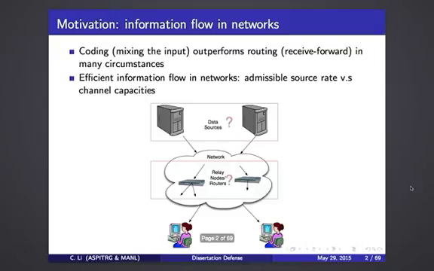So first, motivation. It is shown that in an information flow network, coding may outperform routing, where coding means intermediate nodes are allowed to mix the input packets, while routing means the nodes simply receive and forward. There exists a basic relationship in the network, the achievable source rates versus the channel capacities on the links.